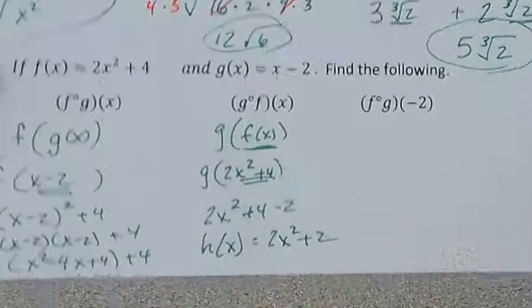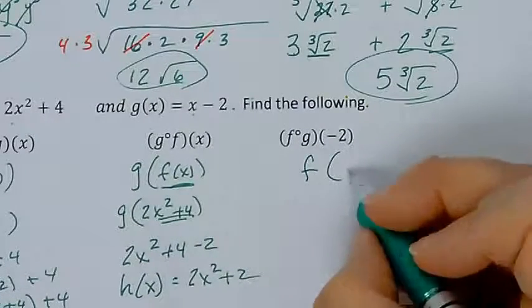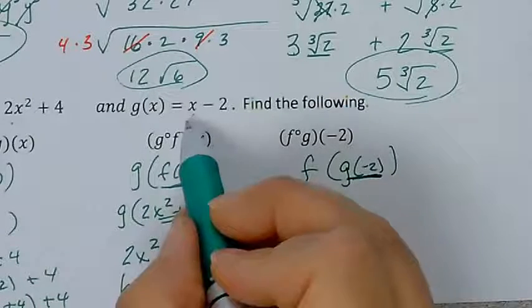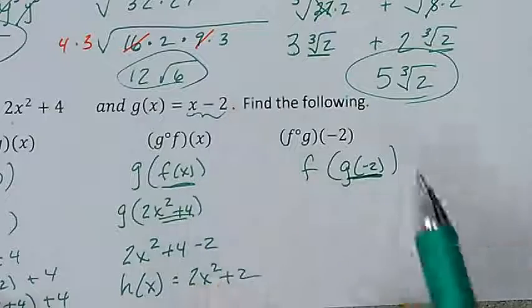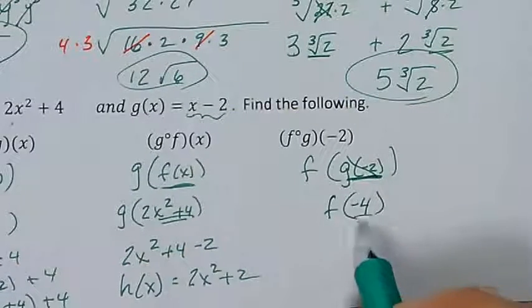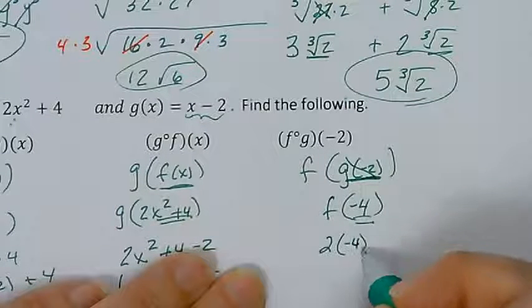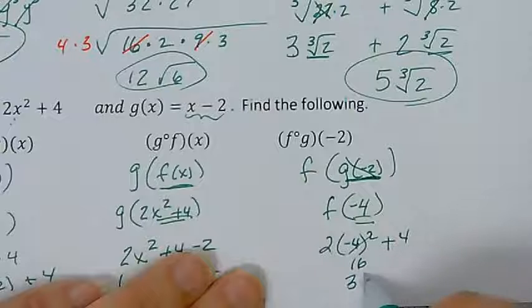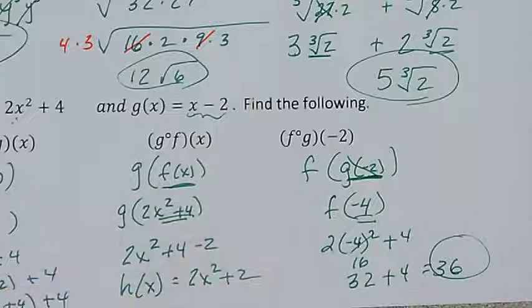The last one, we're actually going to have an input value that's a number. So I'm going to start by putting negative 2 into the g function. So negative 2 minus 2 is negative 4. So this becomes negative 4. Now I'm going to put negative 4 into the f function. So I have 2 times negative 4 squared plus 4. This is 16 times 2, which is 32, plus 4, which is 36. So that one was easier to evaluate because we knew what the number was.